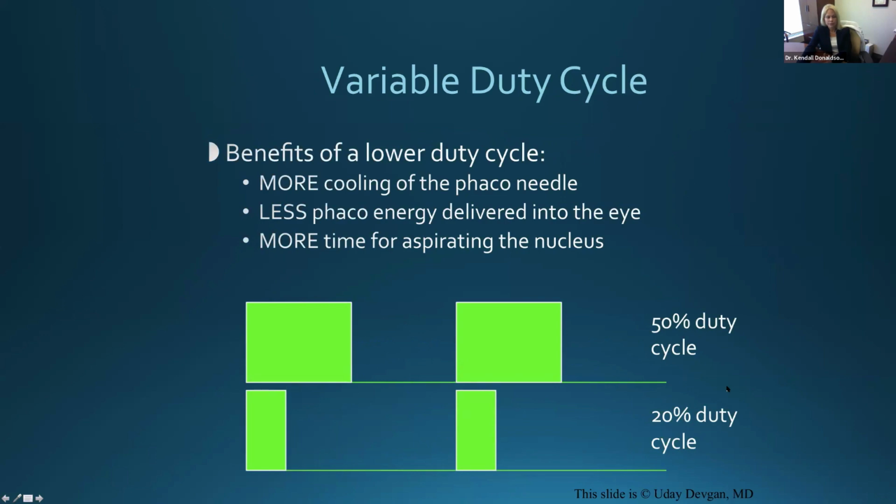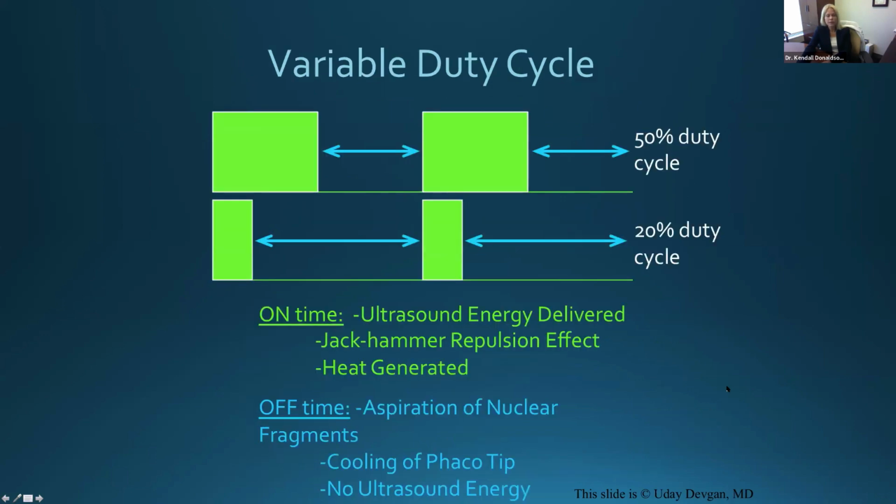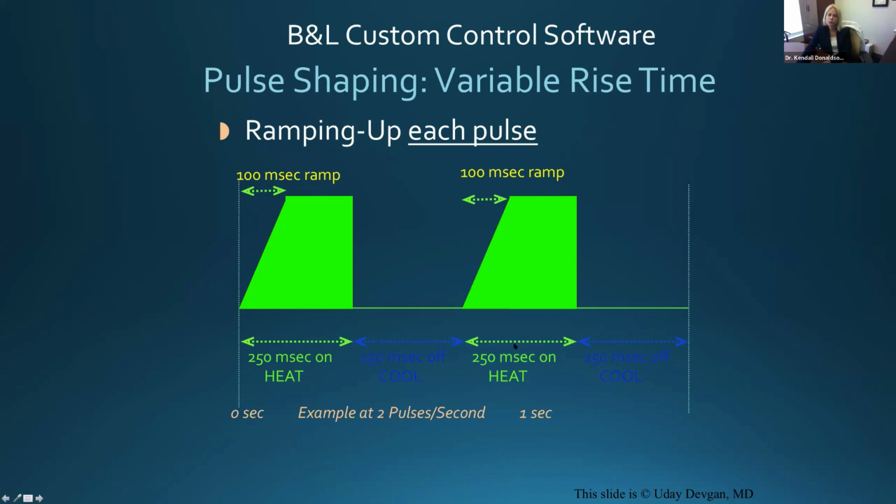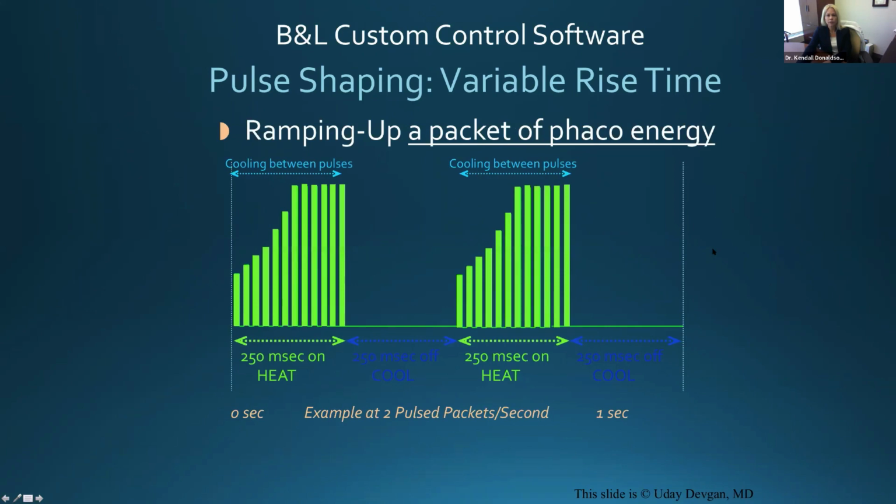Okay, and the benefits, again, we're reducing energy placed into the eye. And this is just some more examples on different ways that your duty cycle can be arranged for you. Okay. You can also do pulse shaping where you can have a ramp up. Again, another way to reduce energy. So here we'll reduce this amount of energy here. So that can also help with your efficiency.